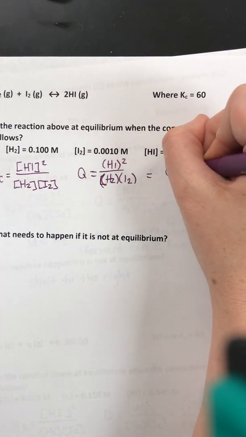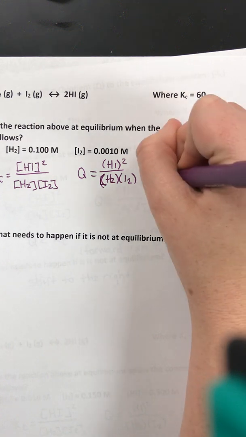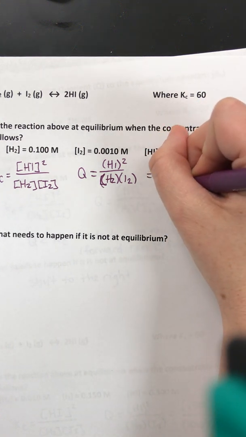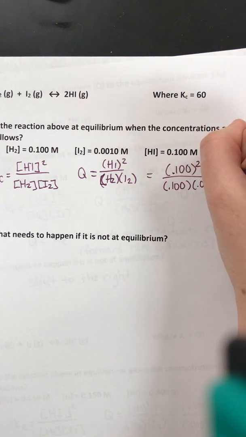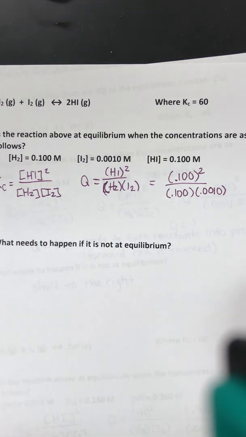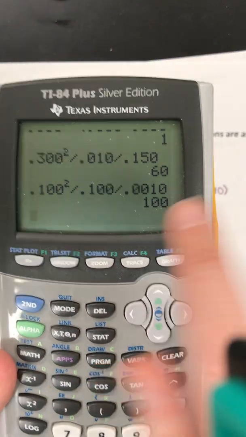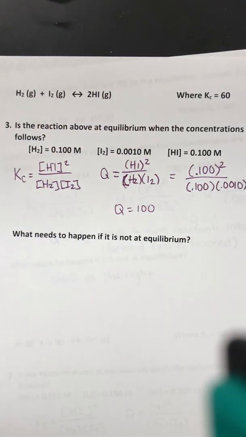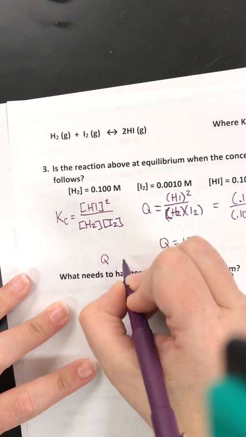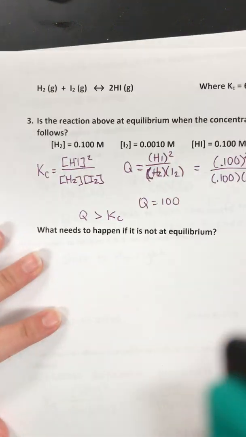Okay, so I'm going to plug in these concentrations now. So I have 0.100 squared divided by 0.100 for the H2, and then times 0.0010 for the I2. So 0.100 squared divided by 0.100 divided by 0.0010. So this time I got 100. So Q equals 100. And Q this time is greater than the equilibrium constant.